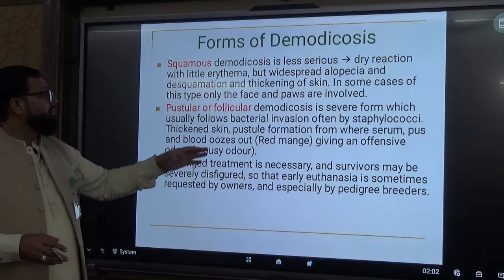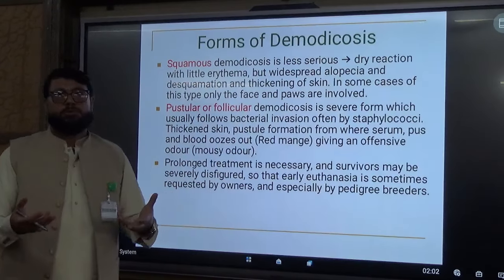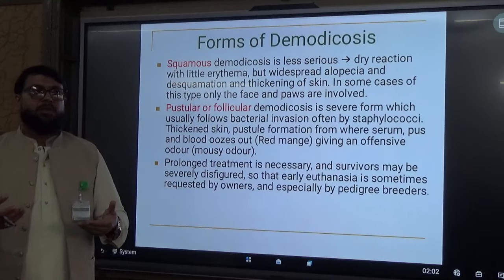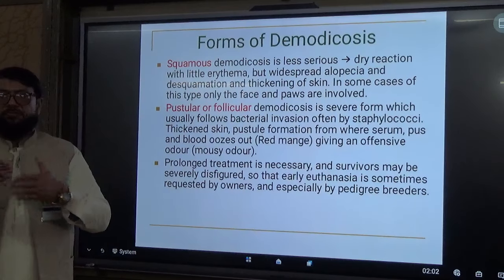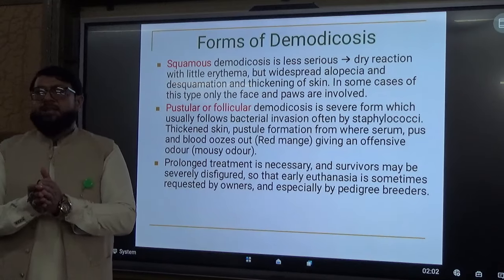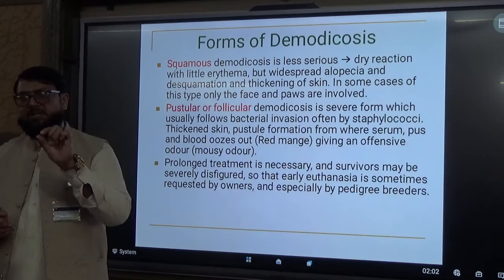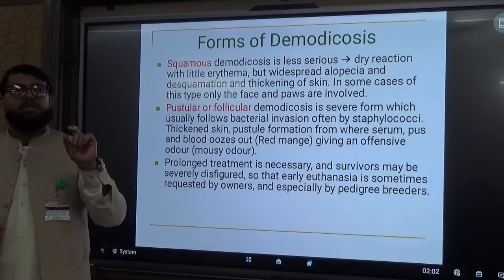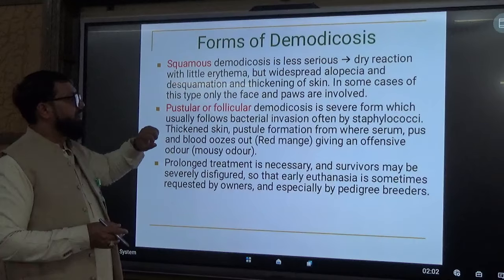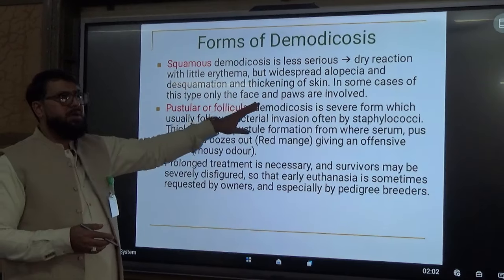And thickening of the skin occurs because the immune system of the host reaches there and ends up in a fight between the antigens and the host cells. That ends up with thickening of the skin because it includes the healthier skin as well as the necrotic skin on top of that, and ultimately the skin becomes thickened. In some cases of this type, only the face and paws are involved.